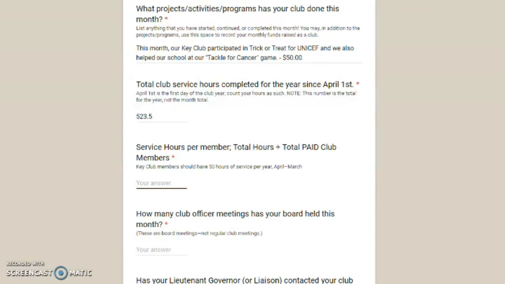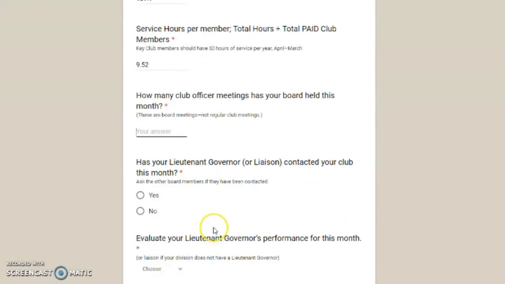So you take your total hours that is up here, and you divide it by how many paid members. So we had 55, so 523.5 divided by 55 was just about 9.52. Now, if you're like me, you can put decimals, otherwise you can round it however you want to, just make that number so you can understand it at the end of the year.